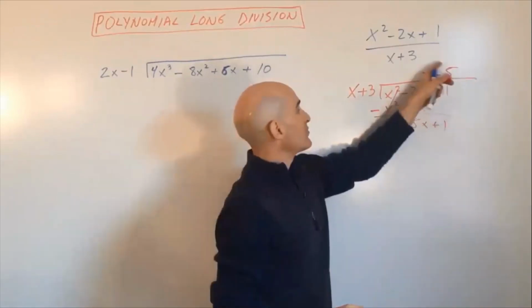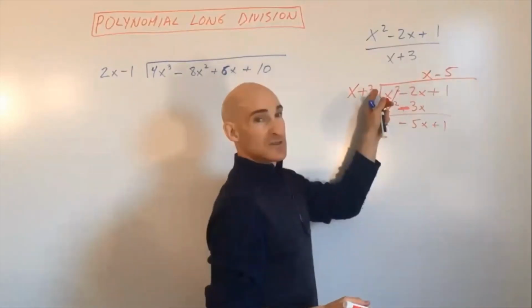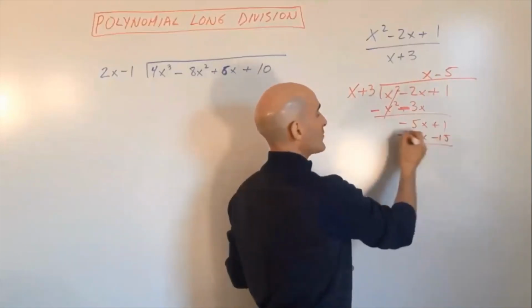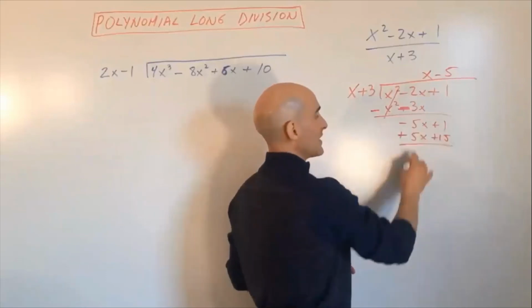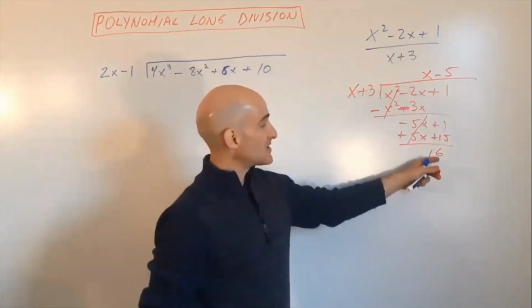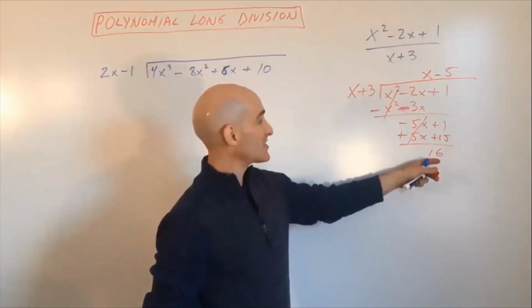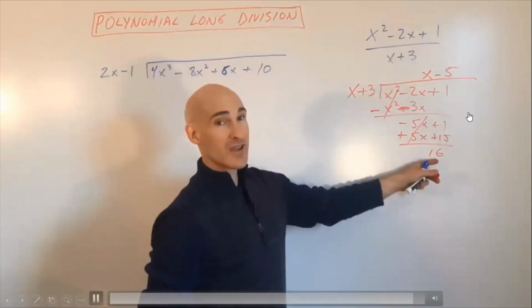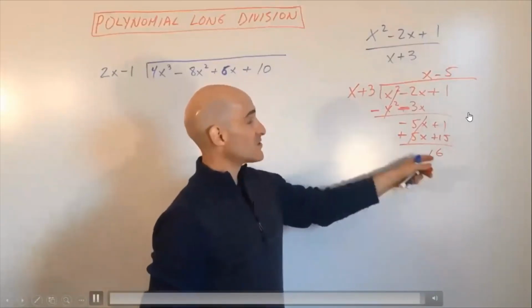And we're going to distribute the negative 5 for both these terms. So that gives us negative 5x minus 15. I'm going to change the signs to the opposite. I'm going to add. So that comes out to 16. Now, see how 16 is the 0th degree? It's just a constant. This is the first degree, x to the first. So this is our remainder.